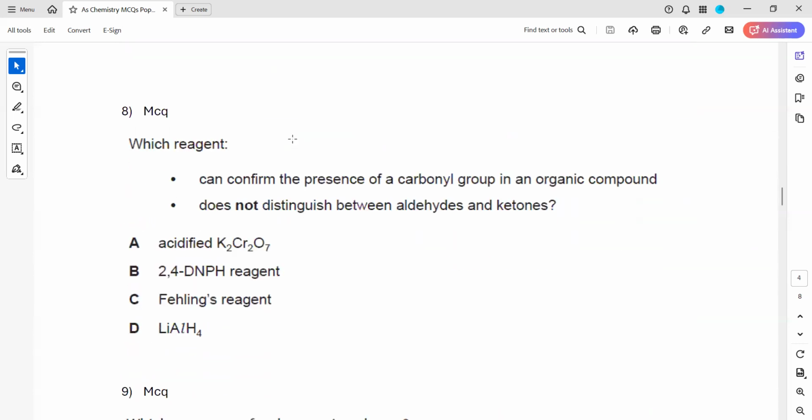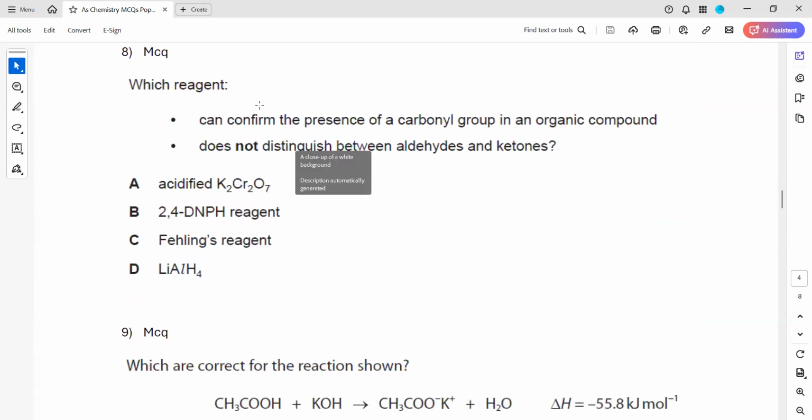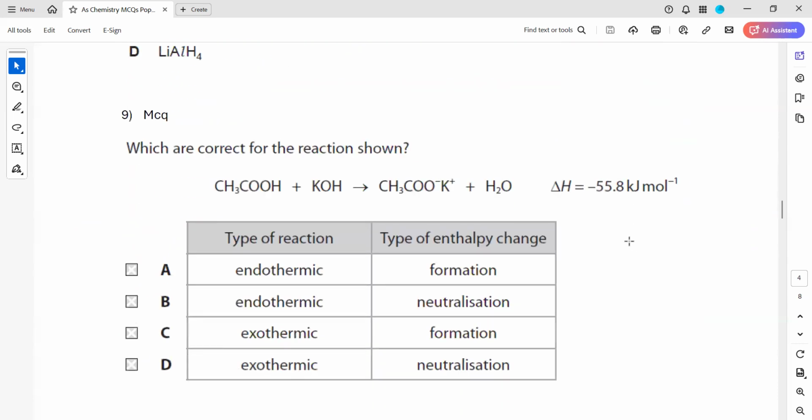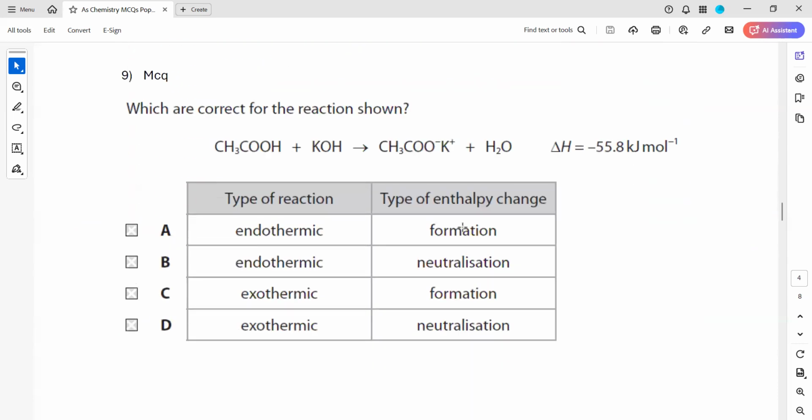Question 8, any doubt? How can we distinguish between an aldehyde and a ketone? Question 9. Question 8 is a doubt, okay.